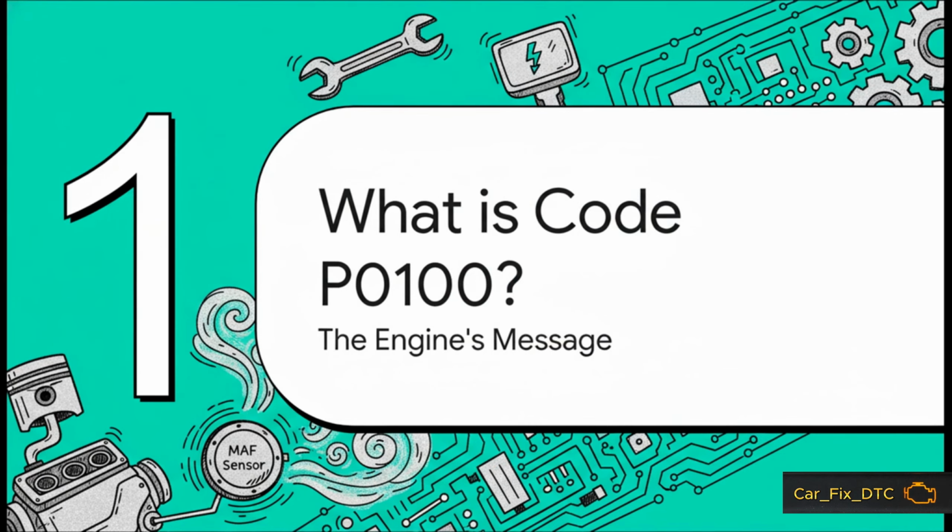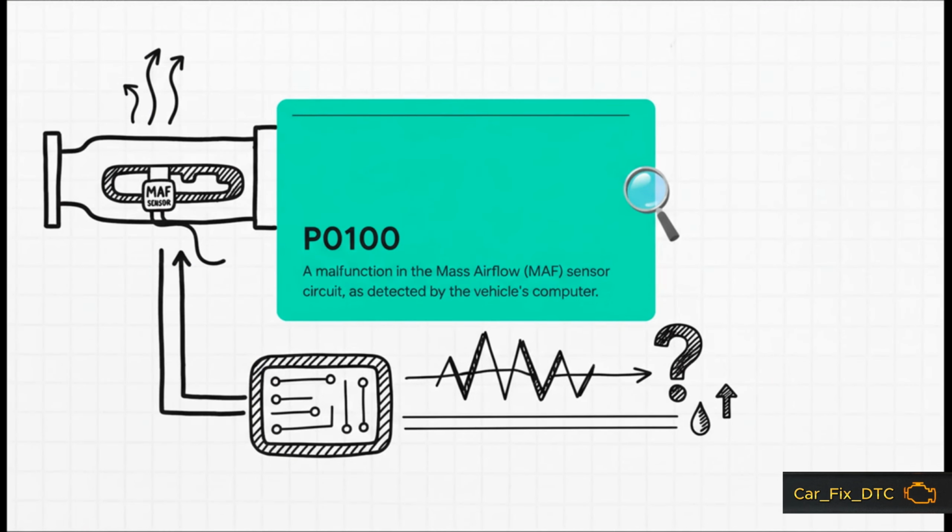Okay, so what is this code? Let's decode the engine's message. So P0100 stands for a mass airflow circuit malfunction. In plain English, your car's main computer, its brain, is looking at the signal coming from the MAF sensor and it just doesn't make any sense. The signal could be all over the place, or maybe it's not there at all.